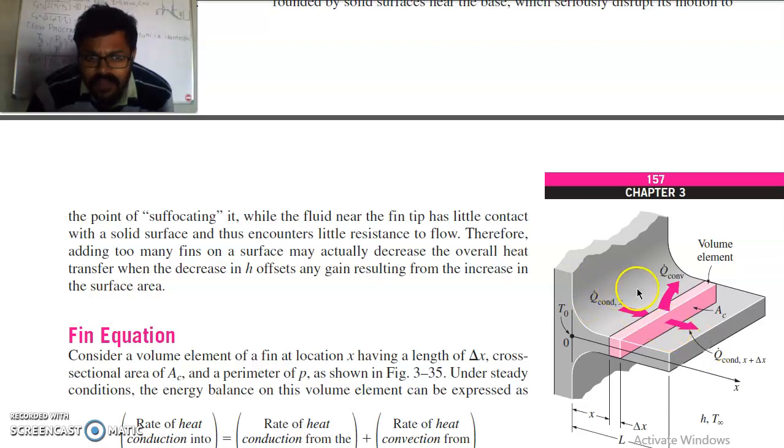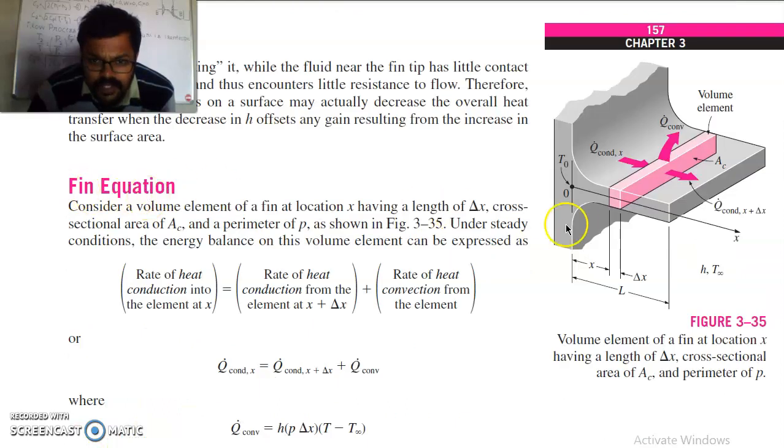Means if you add too many fins, your h will decrease although you had increased the area, but your overall heat transfer coefficient will decrease, which leads to a decrease in heat transfer. So you have to find the optimum number of fins and design of fin. You have to consider the fin equation.